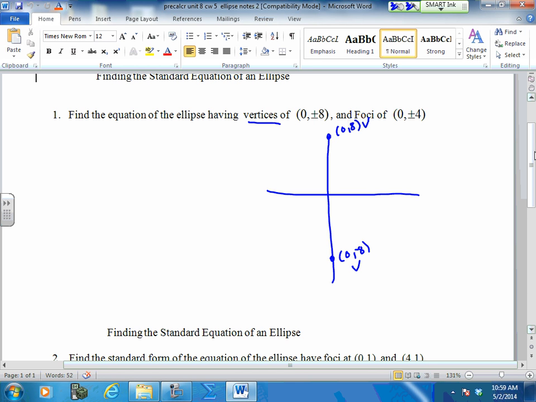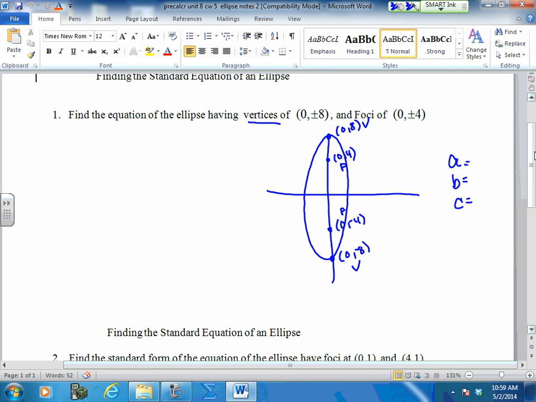Because that's where my major axis is, my vertex point, right? So very good. My foci go here, (0, 4), and down here, (0, -4). So somehow my ellipse is going this way. I just don't know how wide it is. So I need to know an A, a B, and a C.